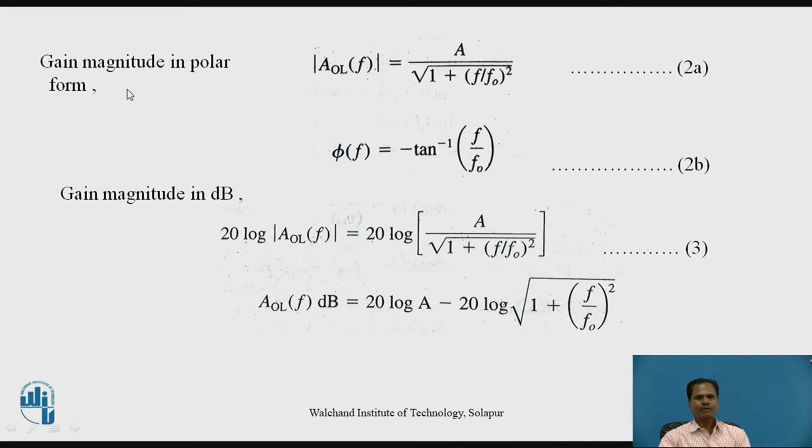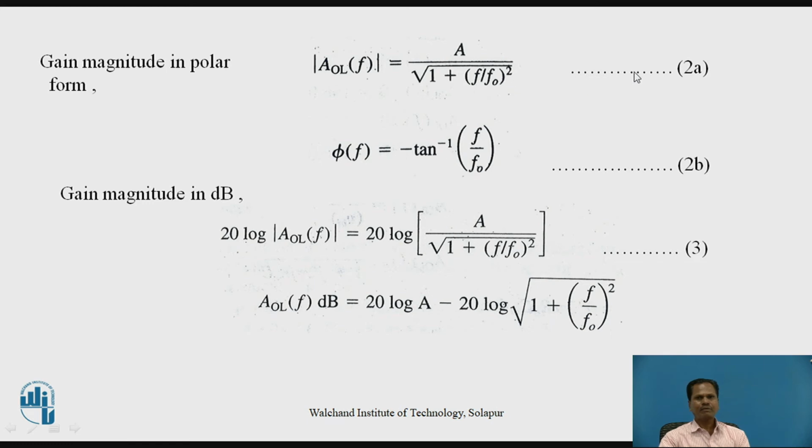So, gain magnitude. From equation 1 it is seen that the voltage gain of the operational amplifier is a complex number and it is a function of frequency. So it can be expressed in polar form. The magnitude of the open loop voltage gain as a function of frequency is equal to A upon square root of 1 plus (F upon FO) whole square, and its phase angle phi as a function of frequency is equal to minus tan inverse of F upon FO.